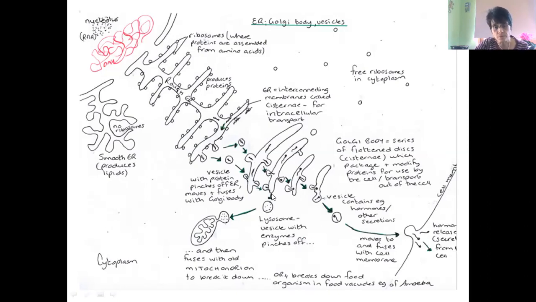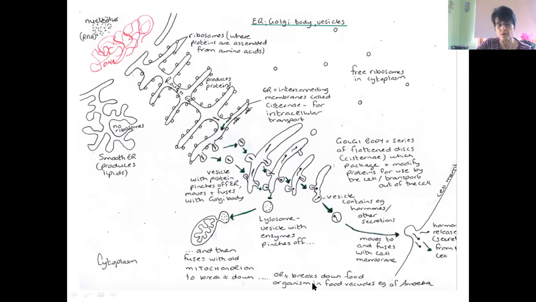So here I've drawn a vesicle breaking off, and this vesicle has got digestive enzymes. Now what it can do is fuse with old mitochondria, and then those substances can be used again, what the mitochondrion was made of. So they help to break down old organelles. The lysosome enzymes help to break down old organelles in the cell.